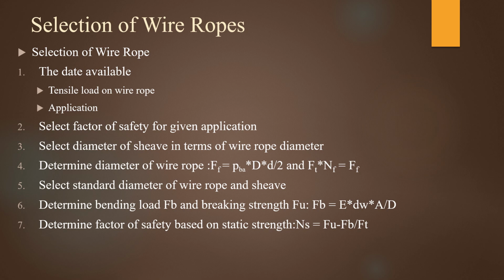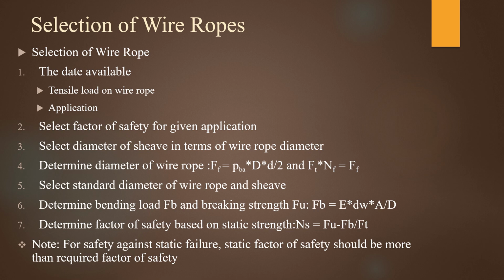Next, seventh step is determine factor of safety based on static strength. Factor of safety based on static strength, NS, is calculated using this equation, that is NS is equal to FU minus FB divided by FT. Here FB is bending load, FU is breaking strength and FT is tensile load.